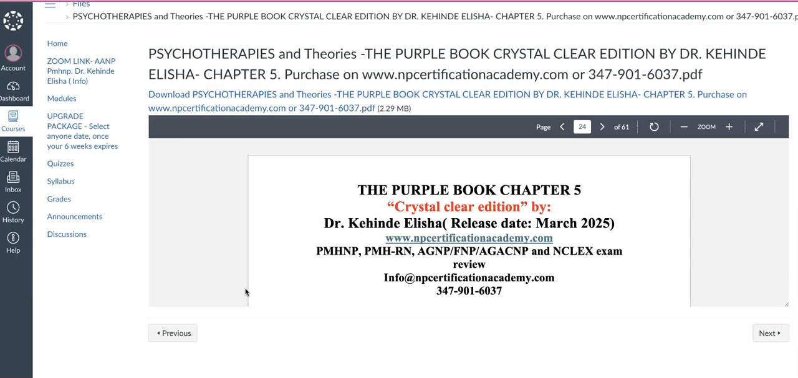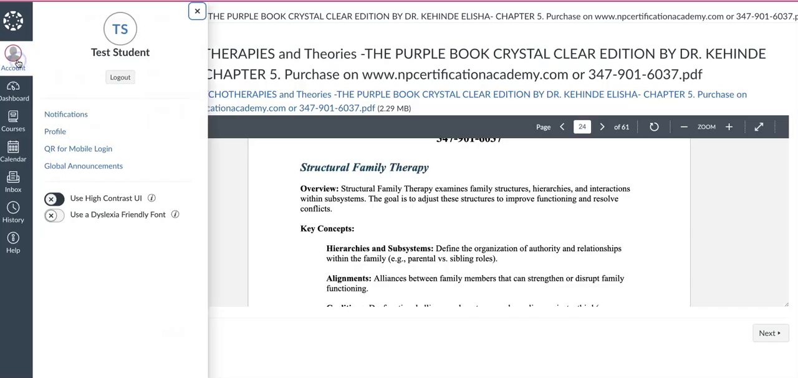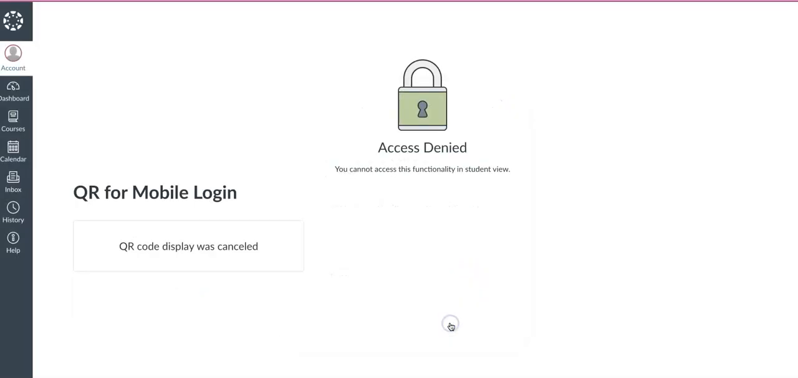All right. Do we have any questions at this point? Now, if you need to go in through your phone, you log on to the computer first. Come in here, click on that, then click on QR for mobile login, and then click on proceed. It's going to change what you're going to ask for. Then you're going to go ahead and accept the invite.